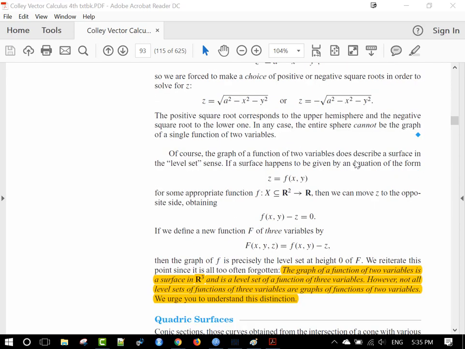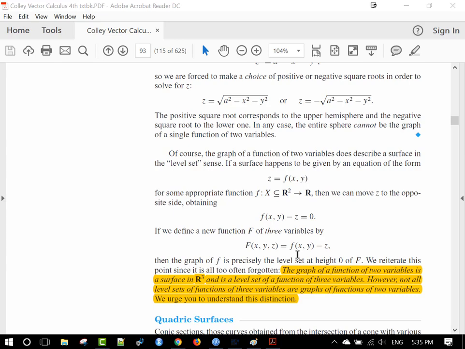Okay, the last thing in this section is I just want to cover this statement here. She says the graph of a function of two variables is a surface in R3. So we know that if you have a function of two variables, it's going to be a surface in R3. And then she says you can also think of that as the level set of a function of three variables. So what is she talking about?